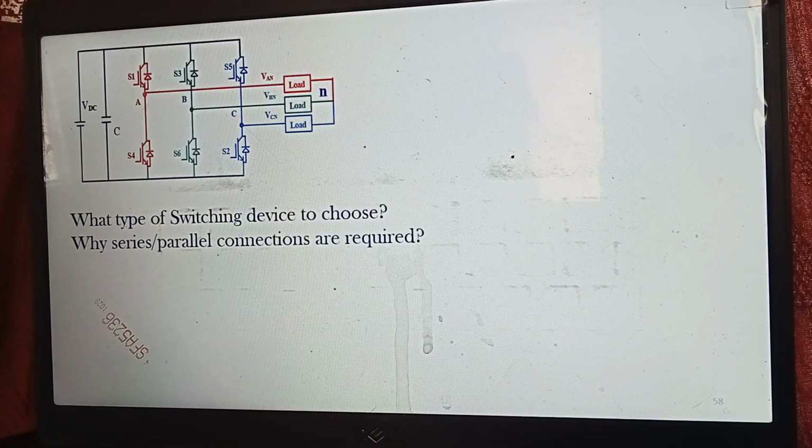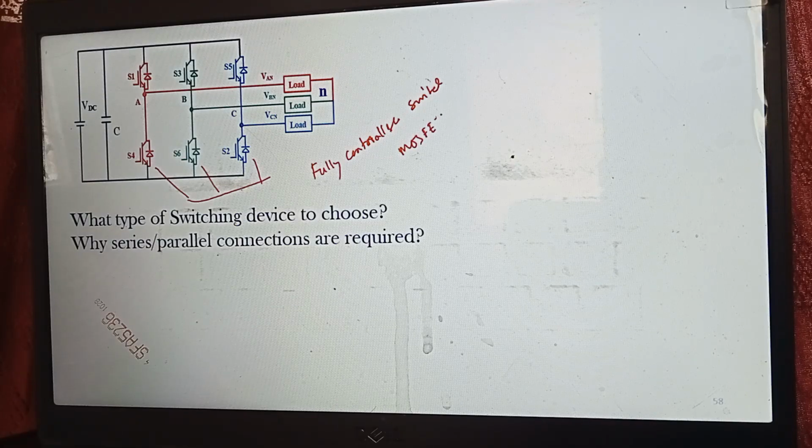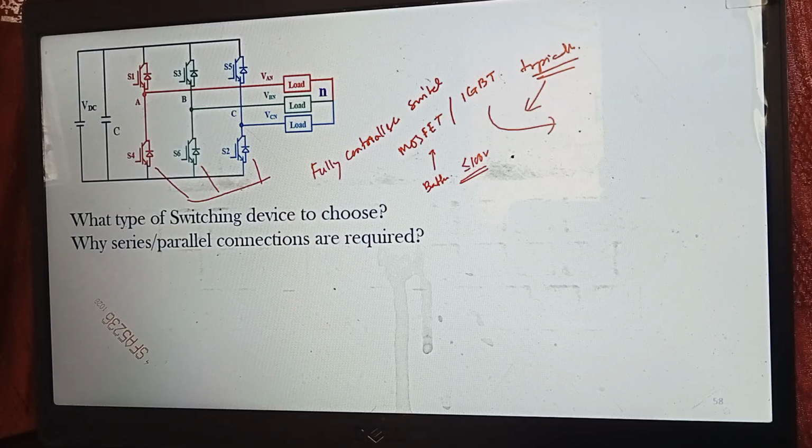Another quick question to resume. What type of switching devices to choose in this? As I told earlier, we need to have a fully controllable device, for example MOSFET, IGBT. These are the most common choices. We will typically prefer MOSFET if your battery voltage is typically less than 100. IGBT you are going to use when your battery voltage is typically more than, let's say, 300.